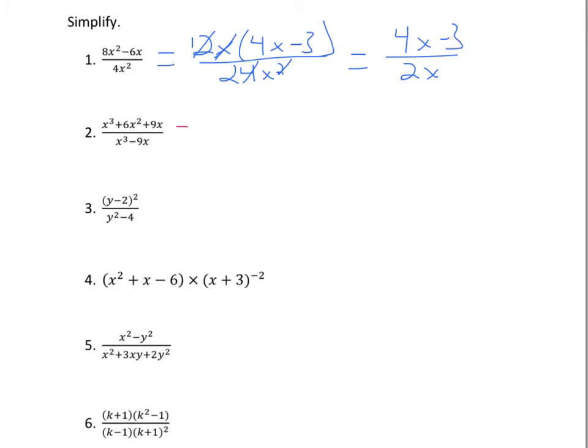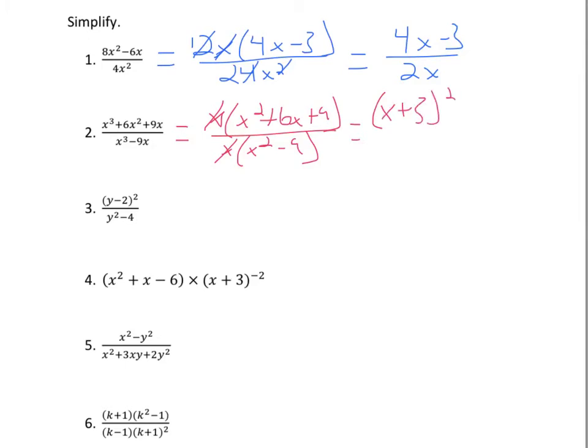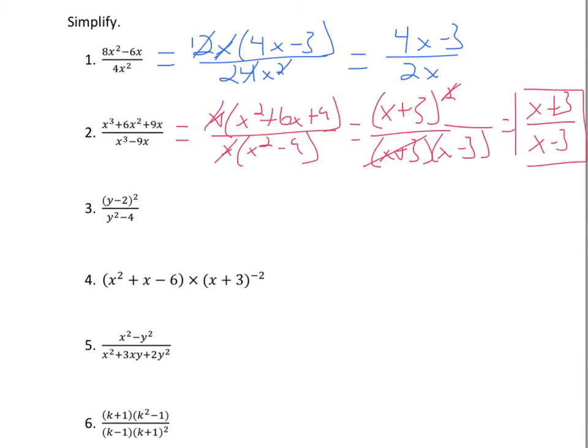Next one here. Factor out an x first, and we'll be left with x squared plus 6x plus 9, and on the bottom we've factored out an x, so we're left with x squared minus 9. Okay, we can continue to factor. Well, our x's can go away right away. All right, we've got x plus 3 squared on top, and x plus 3, x minus 3 on bottom. All right, and we can get rid of one x plus 3, and we're going to be left with x plus 3 over x minus 3, which you can't do anything with. You're done.